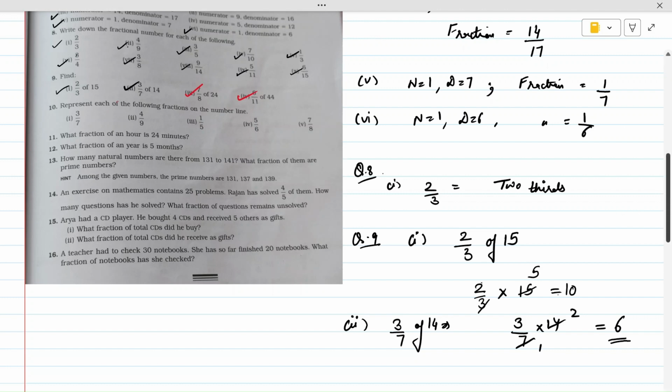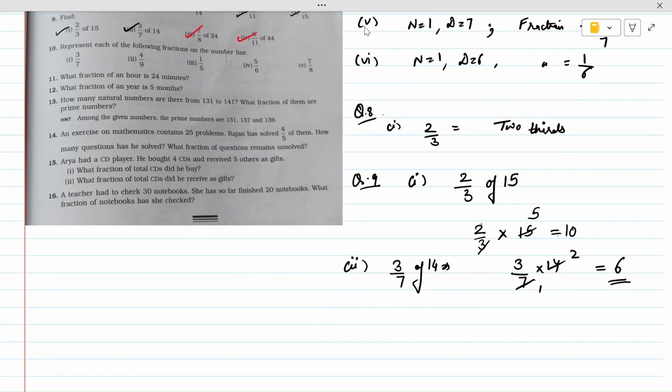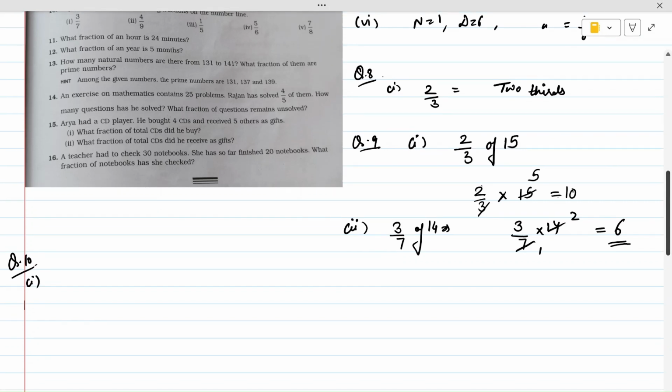Next one: represent each of the following fractions on a number line. So kids, we have learned how to represent any number on a number line. Question number 10, I am picking the first part, 3 by 7. So if I make a number line which represents this, I'm just drawing a line here, a number line, right? And now this is 3 by 7, so that means we are making 7 markings of the strips at equal distances, that is important. So what we have here is 0, 1, 2, 3, 4, 5, 6, and 7. Okay, these are the 7 equal markings we have made here.